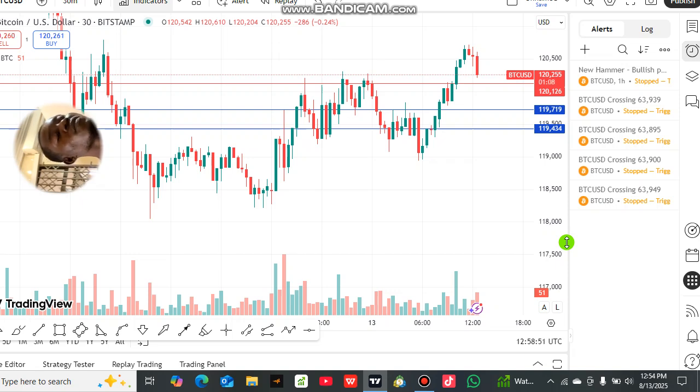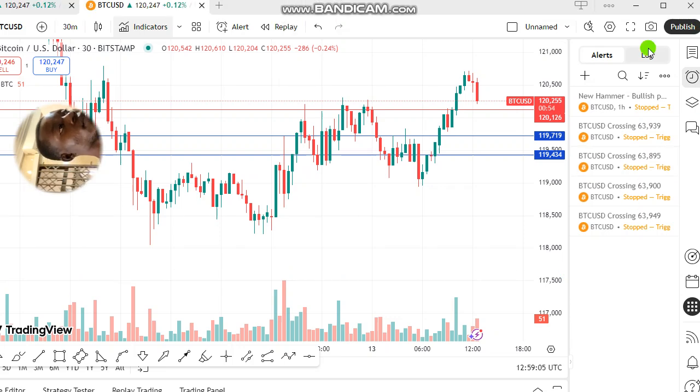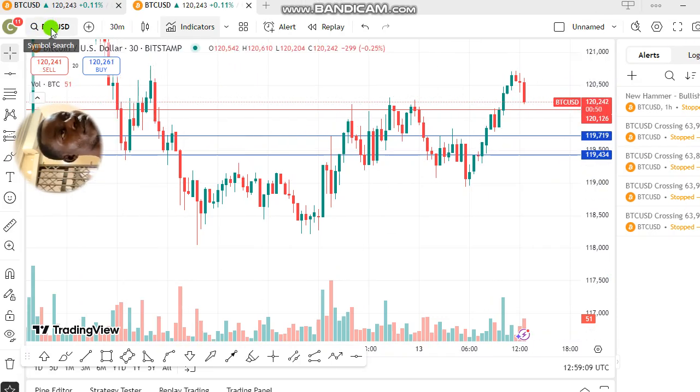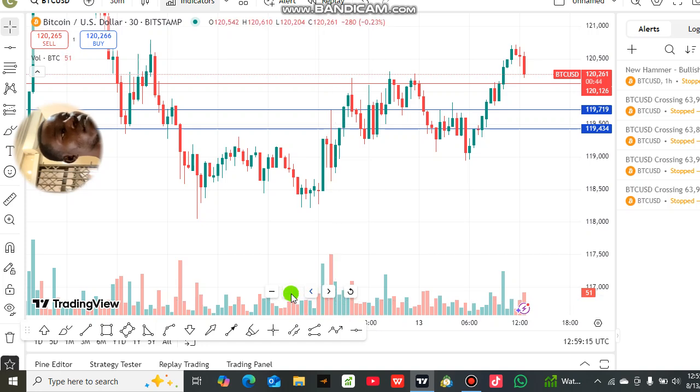So we use the volume indicator to determine the amount of traders that are supporting a specific move on the market at a specific time. When you check the chart, this is the chart. This is Bitcoin US dollars on a 30 minutes time frame. So this is the volume indicator.